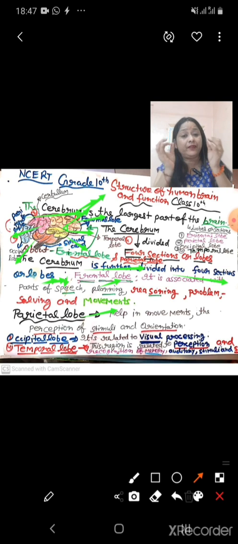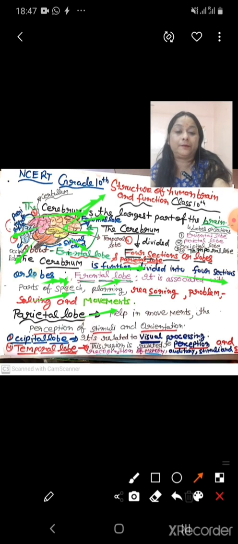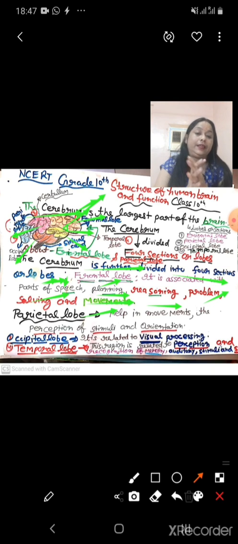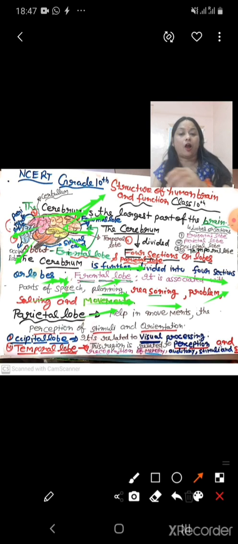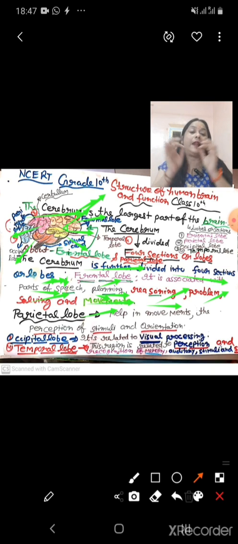The frontal lobe consists of speech, planning, reasoning, problem solving, and movements. You can see this on your screen. This is a clear description of the function of the frontal lobe. The frontal lobe is the largest lobe in the human brain, and it is a part of the cerebrum. Its main functions are speech, planning, reasoning, problem solving, and movement.